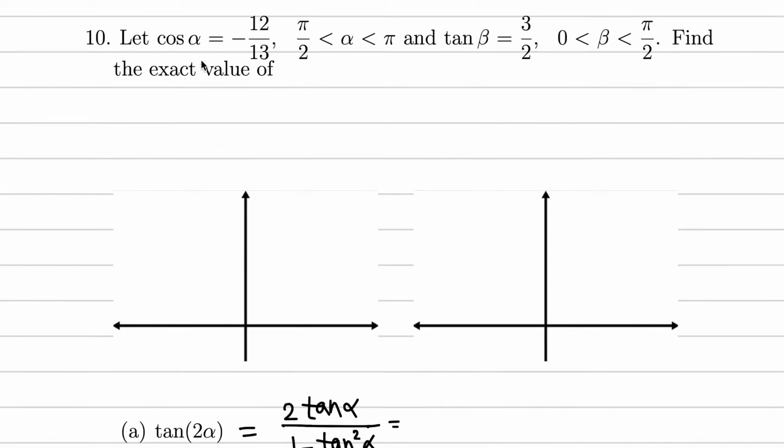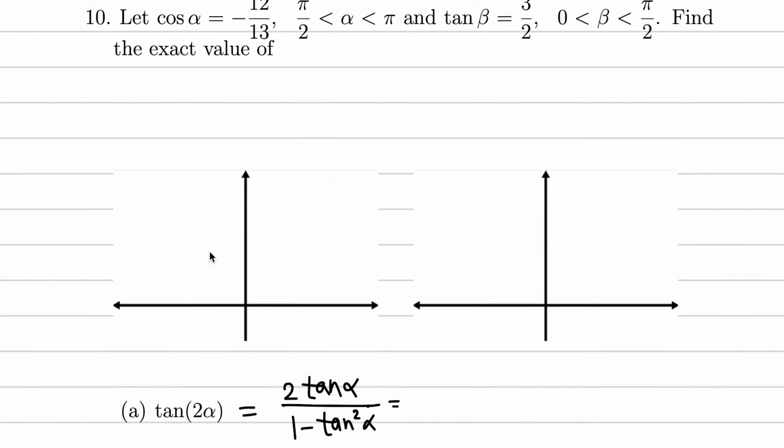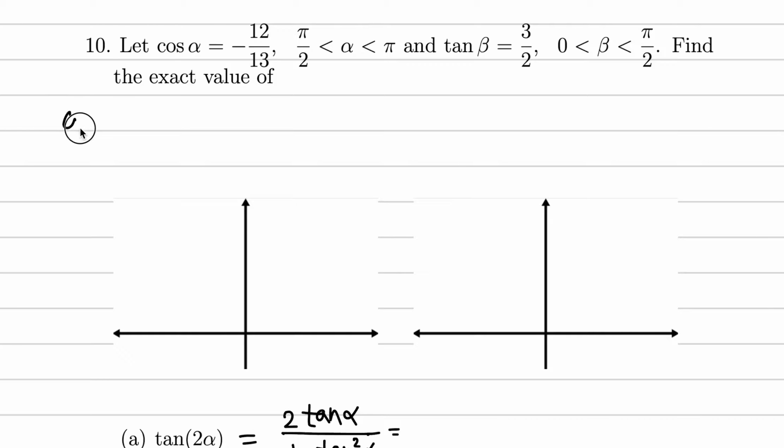So if we look at the formula list, we see that tangent 2 alpha is in fact 2 tangent alpha over 1 minus tangent squared alpha. As soon as we know the value of tangent alpha, we can find tangent 2 alpha. What is given here? We are given cosine alpha. So based on this, we draw a right triangle and find the third side so that we have all trig functions. It's given cosine alpha is negative 12 over 13.